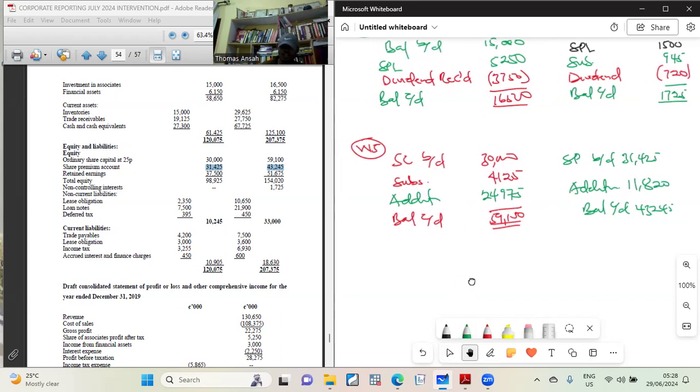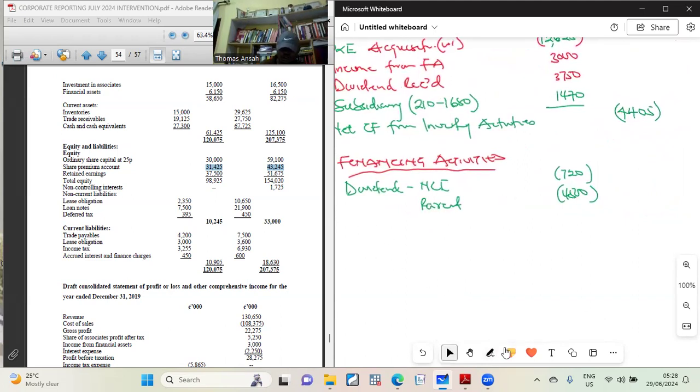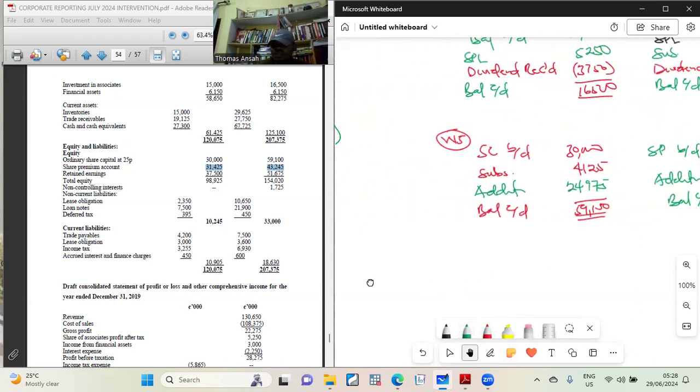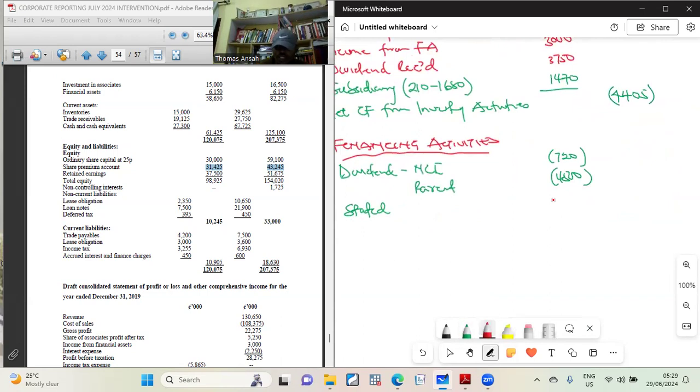24,975. I have the last one on my calculator. So stated capital, 24,975. It's an inflow. Then the other one, which is the share premium, which increased with 11,820. So the last thing that we are left with is the loan.